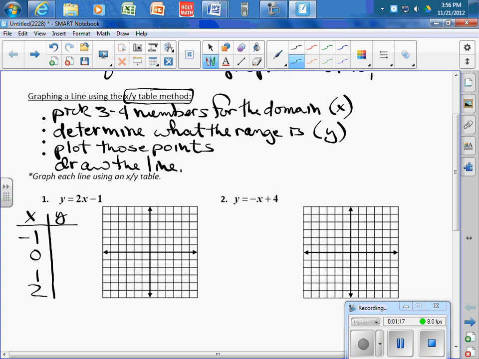Well, I'm going to put -1 in for X because I'm going to determine what Y is, right? So 2 times -1 is -2 minus 1 is -3. When I plug in 0 for x, I'll get 0 minus 1 is -1. 2 times 1 is 2, minus 1 is 1. 2 times 2 is 4, minus 1 is 3. And this will give me the coordinates -1, -3. I have 0, -1, 1, 1, and then 2, 3.